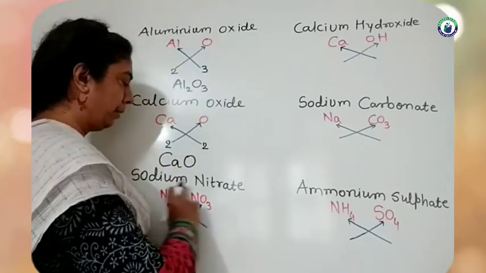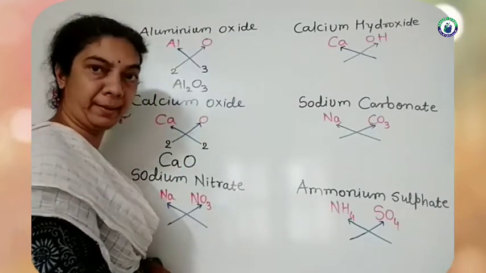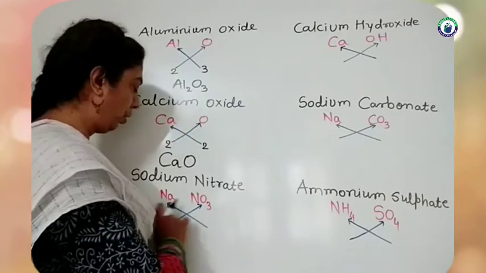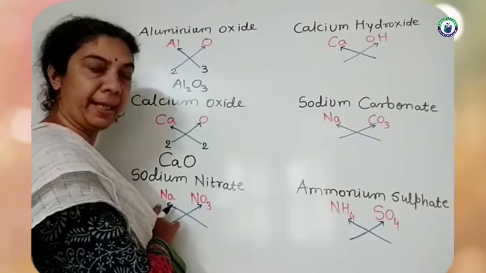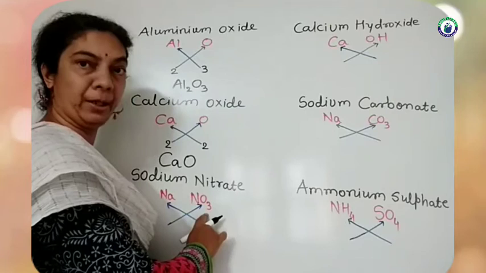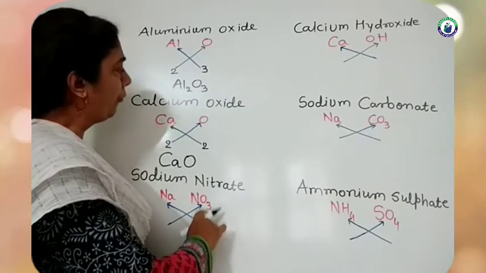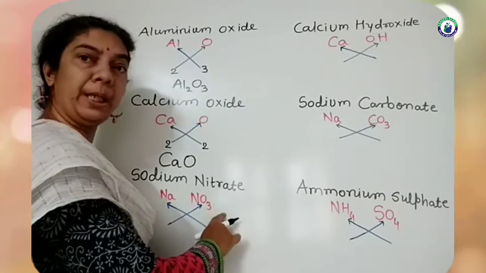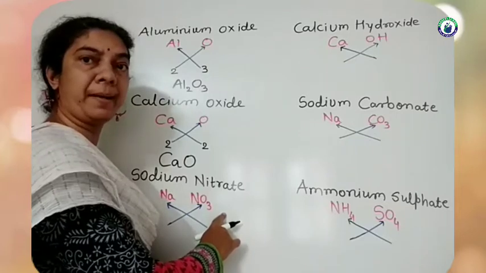Then we are having sodium nitrate. The symbol of sodium is Na, nitrate is NO3. From here, the polyatomic ions are starting.